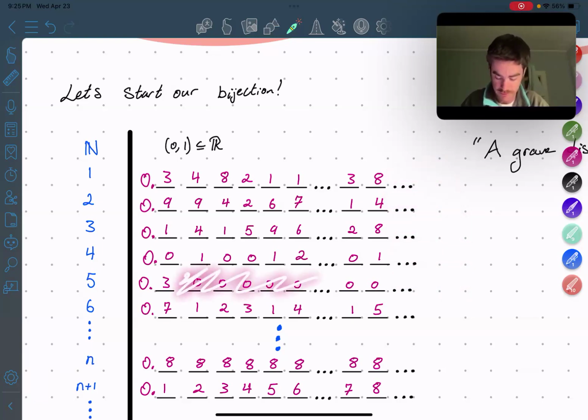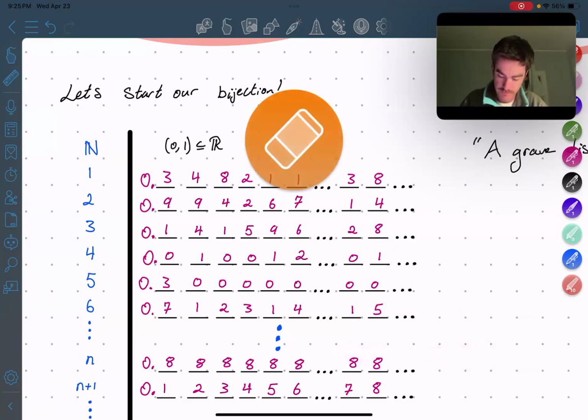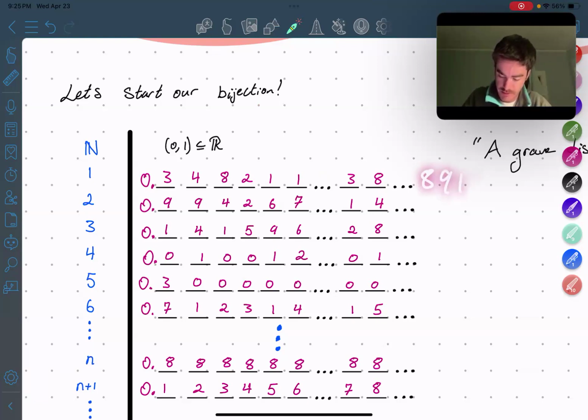We don't really have to think about this bit, but for the purposes of our proof, we're going to represent these all as repeating decimals. This one is 0.8 repeating, so this is just going to be a bunch of 8s at the end. For example, this number here could be 89112, and it's going to go forever. And these are just real numbers.